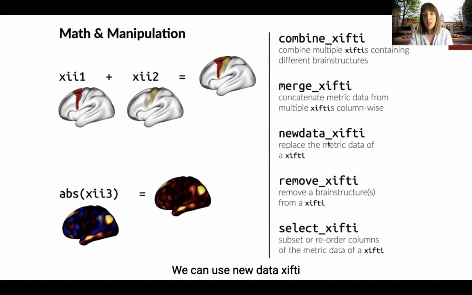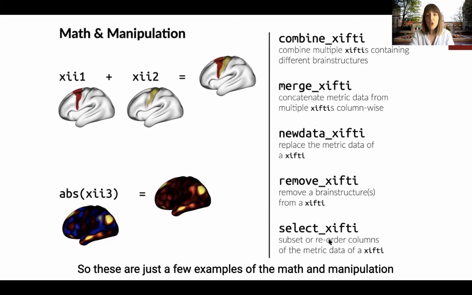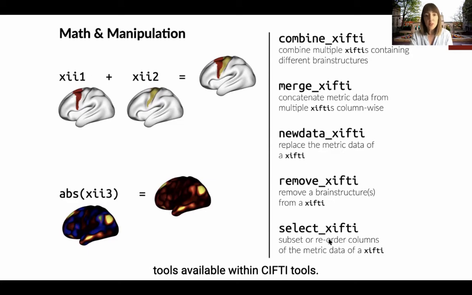We can use new data CIFTI to replace the metric data of a CIFTI. Remove CIFTI removes a particular brain structure, such as the cortex right or the subcortical. And then finally, select CIFTI can be used to subset or reorder columns of the metric data in a CIFTI. So these are just a few examples of the math and manipulation tools available within CIFTI-Tools.